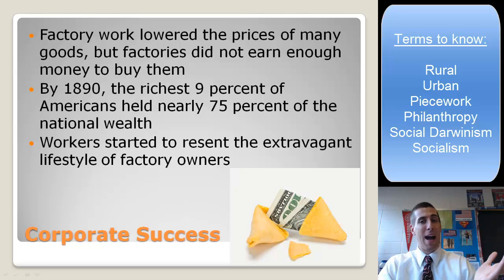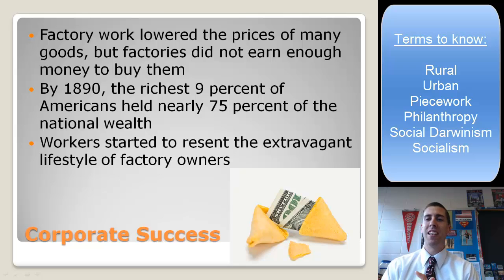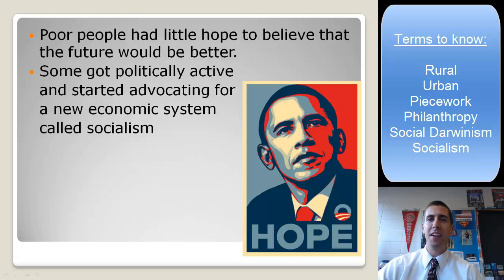That's crazy unbalanced here. So workers started to resent the extravagant lifestyles that their owners had. So if they wore nice clothes or had good meals or lived in big houses, the factory workers are like, what the heck? We're the ones doing all the work. Why is this person living an extravagant life? And they started to get a little bit mad. So the seed is planted for a little bit of hatred. If you were poor, you really started to hope and believe that the future would be better. That's really all that you could do.